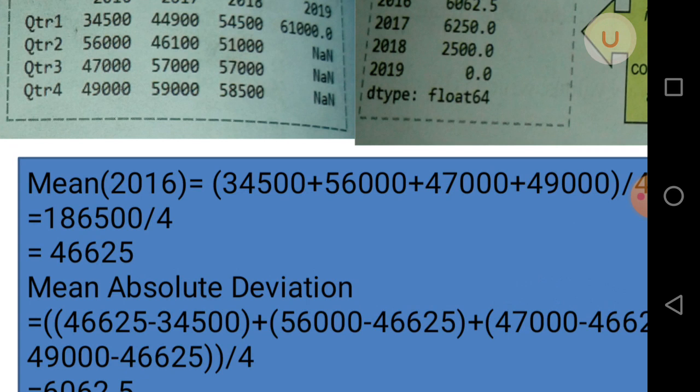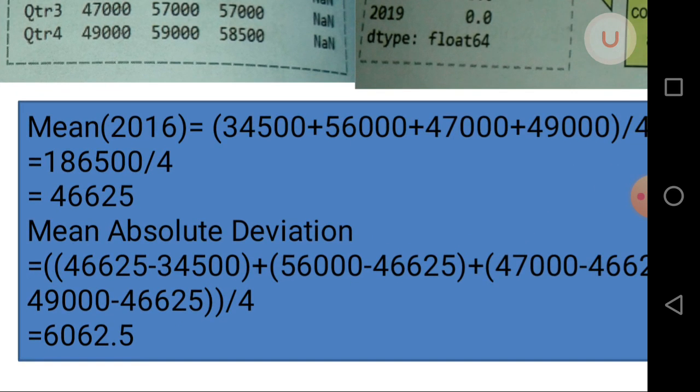And after calculating the mean, we can easily calculate mean absolute deviation. To calculate mean absolute deviation, first of all, the mean is to be calculated. Mean is 46,625. Here the word is absolute. So what is the meaning of absolute? Absolute means we take only the positive value as far as the difference is concerned.